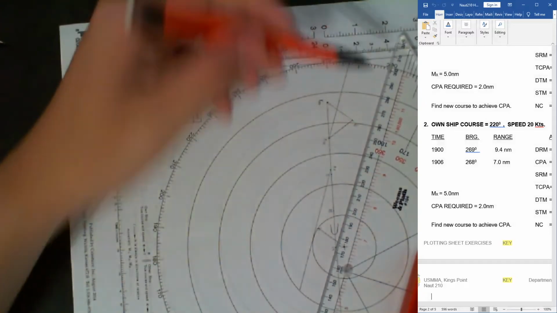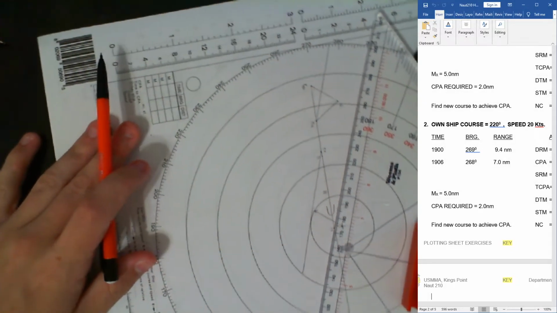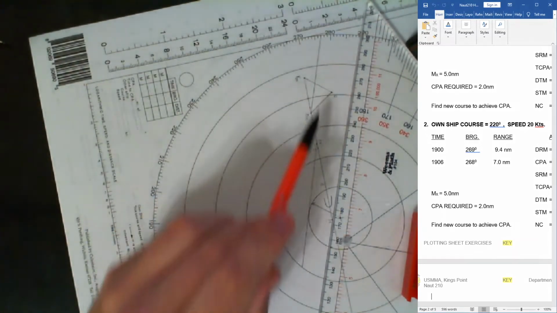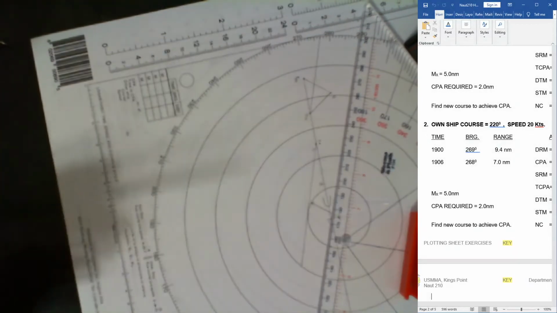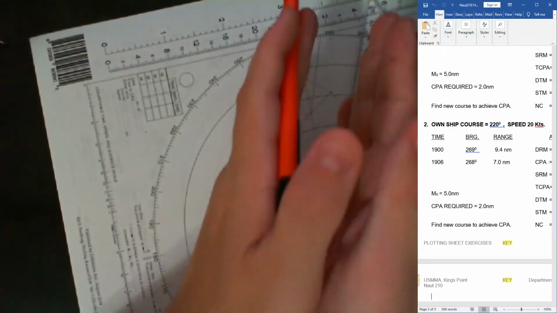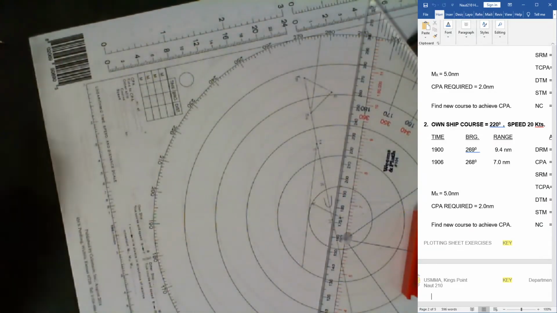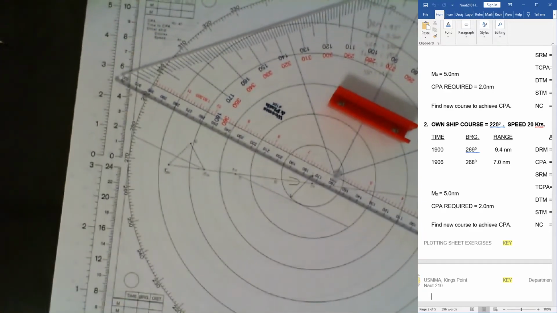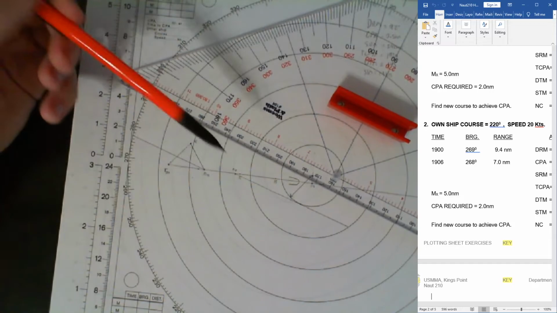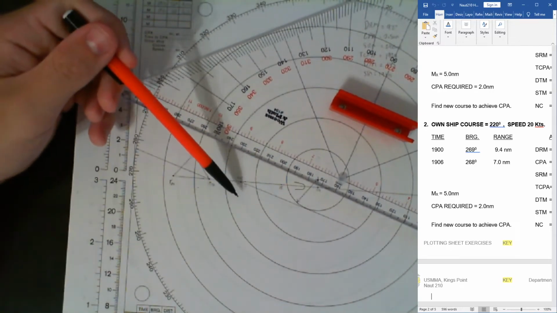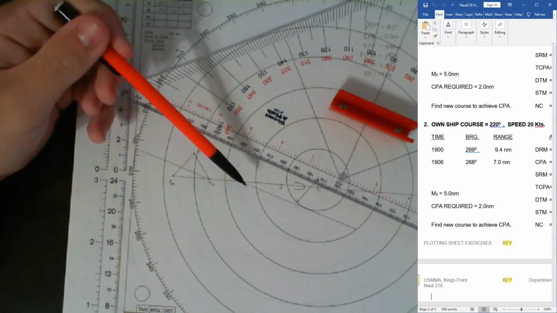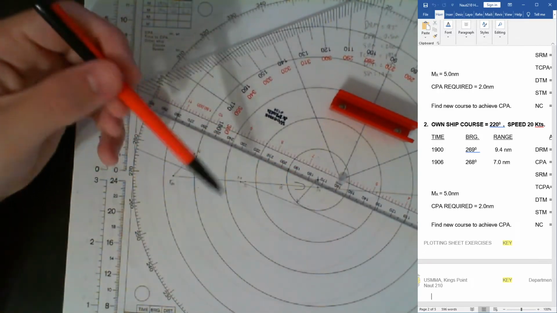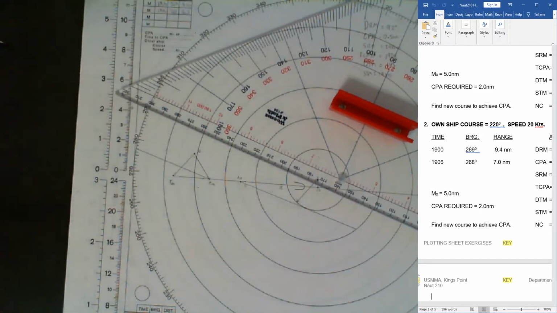Now don't worry about how far you draw it, but what you do need to know is that this line right here and this line right here need to be parallel. If they are parallel with each other, then you are doing it right. So now the vessel will be passing behind us, and if we maneuver correctly and for the correct amount of time, this is where they will be passing on this new track.